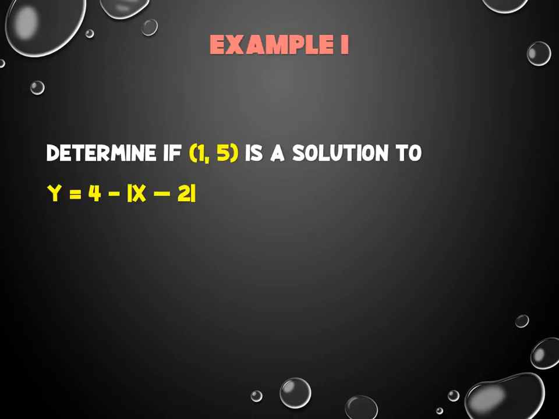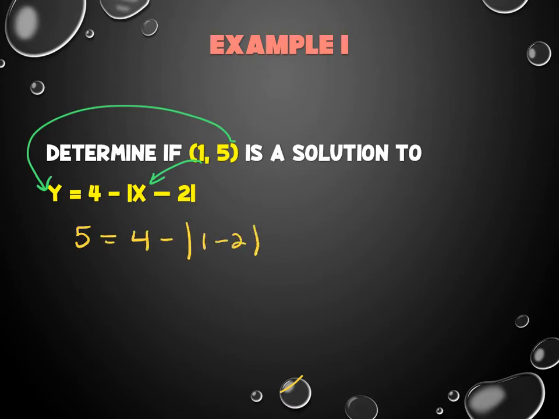Okay, so I'll work out this example, but if it said something like this, determine if 1, 5 is a solution to y equals 4 minus absolute value of x plus 2, we're just going to take this and plug it into the x and this plug it into the y. If it's a true statement, then it's a yes, and if it's a false statement, then it's a no. Easy as that.